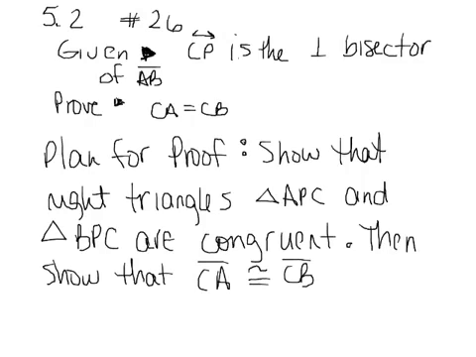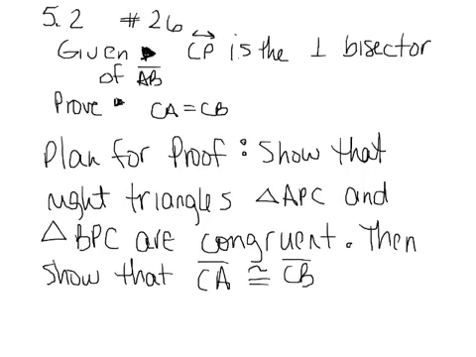So I have written down given: line CP is the perpendicular bisector of segment AB. And we need to prove that CA is equal to CB. So this is all from the book, by the way. A plan for proof. They gave you some clues. Show that right triangles, triangle APC and triangle BPC are congruent. Then show that segment CA is congruent to segment CB.